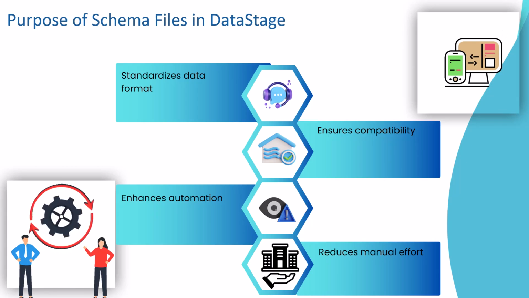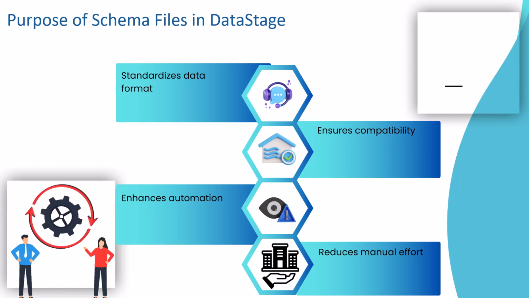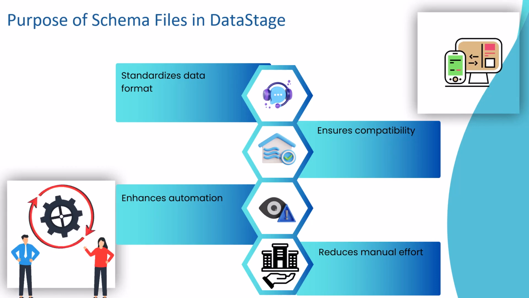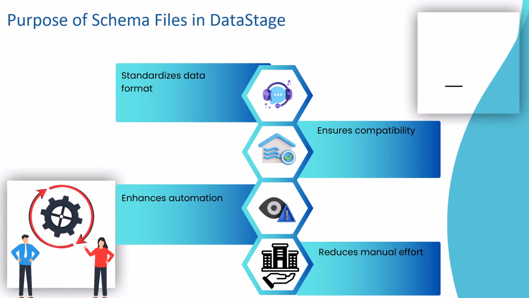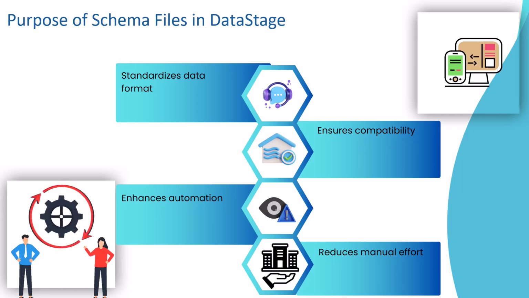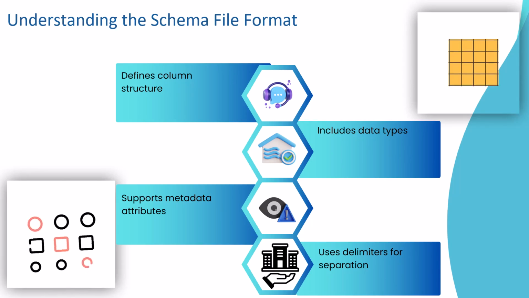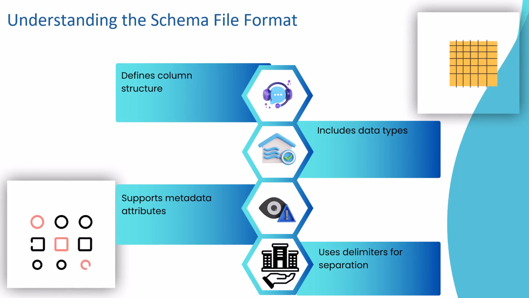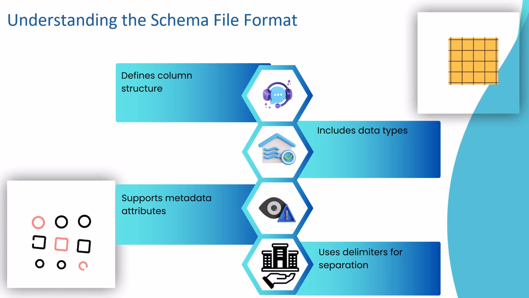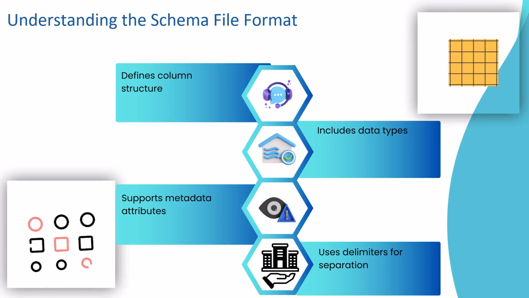Schema files are here to make our lives easier. They standardize the data format so that everything plays nicely together. Compatibility across different stages is a must. Plus, they help automate the process, cutting down on tedious manual work. So why do it the hard way when a schema file can do the heavy lifting? The schema file format is like a well-organized recipe. It defines the structure, lists the ingredients, data types, and even specifies metadata attributes. And just like cooking, the right delimiters separate everything neatly. No more messy data soup.